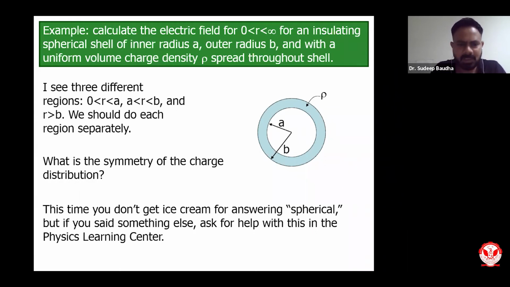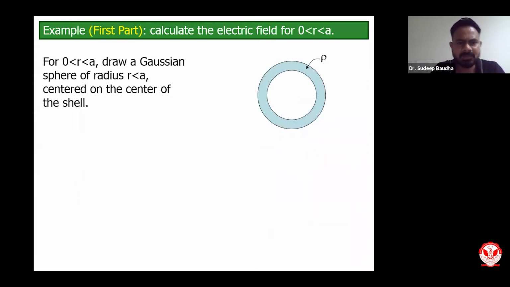Let us try to see how it is. So let us start with the first region. The first region is from 0 to R less than A. So I will define the first geometry as this. For the first geometry, the center of the cell is 0, 0, and R is less than A.